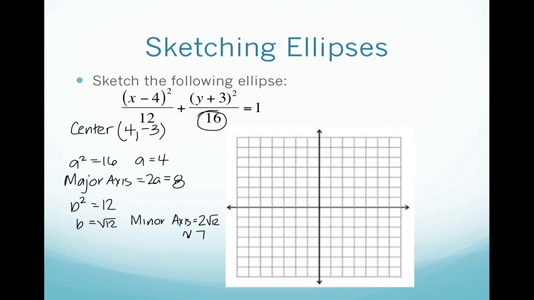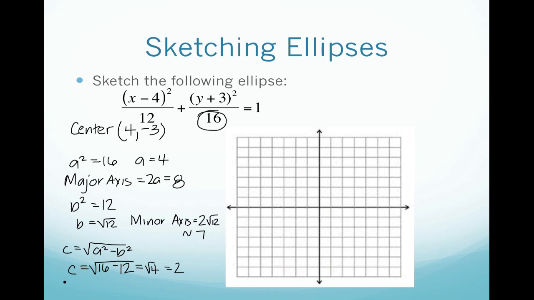Okay, now let's find the foci. So remember, for the foci, we have the equation c equals the square root of a squared minus b squared. And that tells us c is the distance that the foci are from the center. So we're going to plug in and solve for c. So c equals the square root of 16 minus 12, that's our a squared minus b squared. So that equals the square root of 4, so c equals 2.